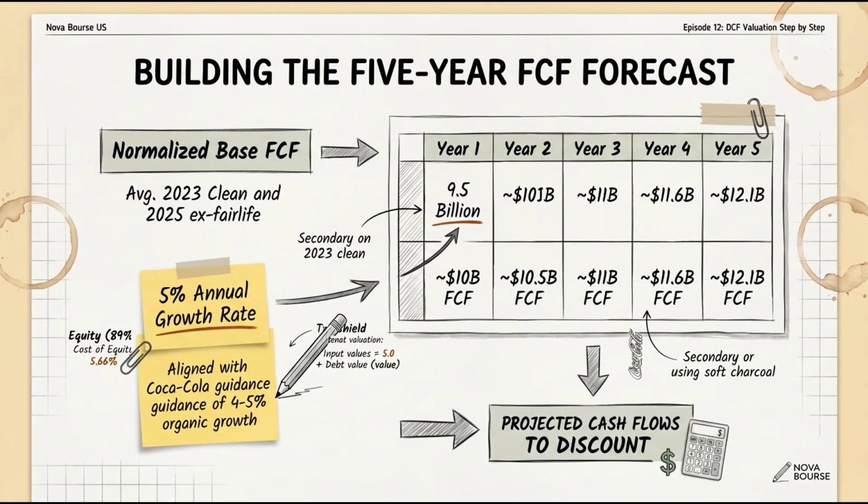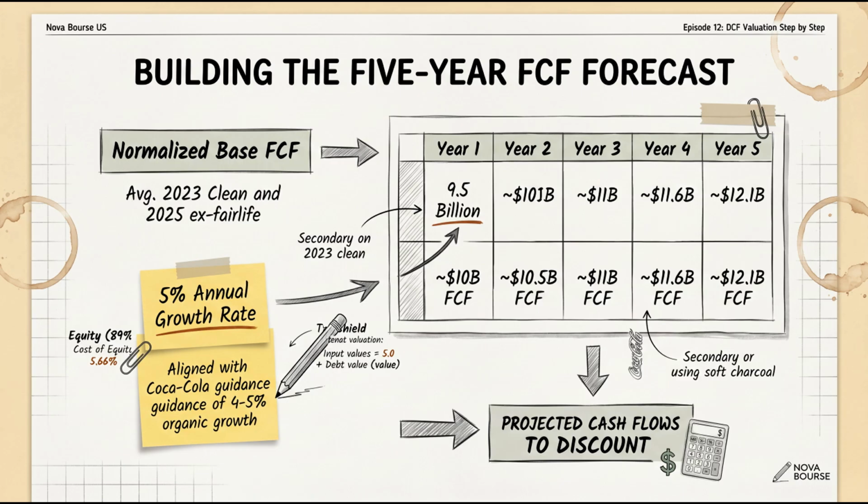For our live valuation, we will set a normalized base of $9.5 billion, which is the midpoint between the 2023 clean figure and the 2025 ex-Fairlife figure. We will then apply a 5% annual growth rate for years 1 through 5, which aligns with Coca-Cola's own 2026 guidance for organic revenue growth.